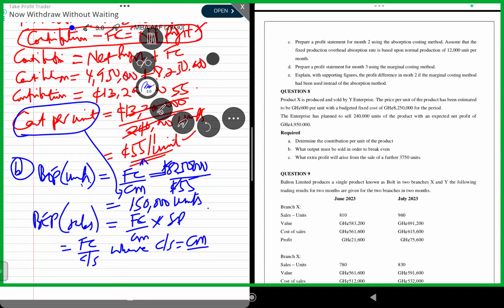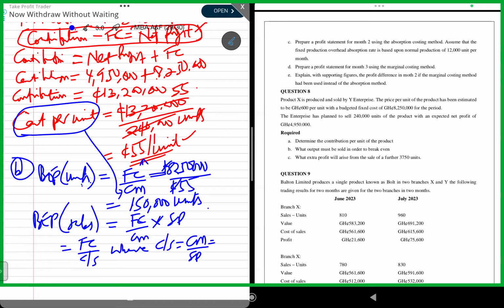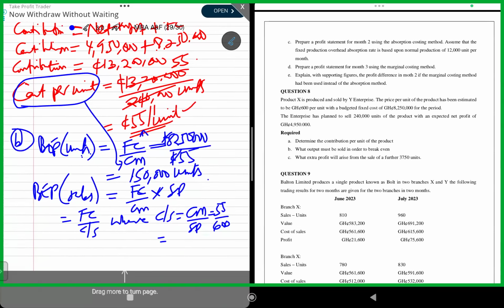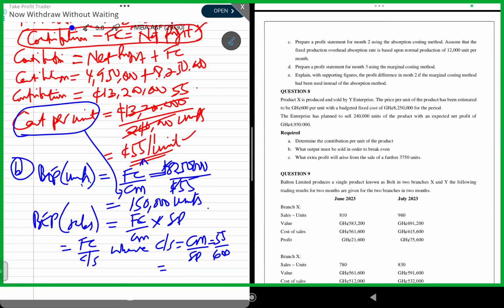So what is the contribution? 55. What is the selling price? 600. So somebody should divide the 55 by 600. Let's see what we will have. 0.09. Now, plug in the values: FC over CM times selling price, which is FC is 8,250,000 over contribution margin 55 times 600. Let's see what value you have. Let's be quick.